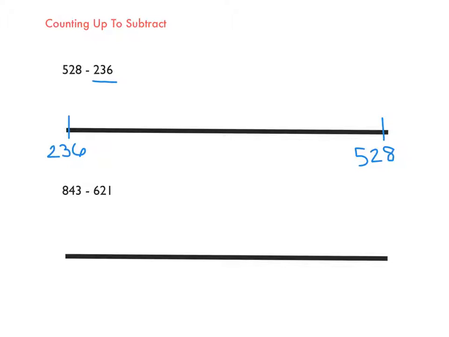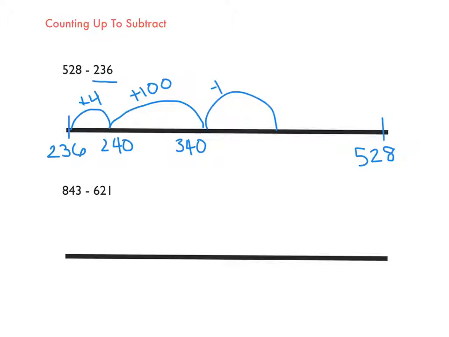So, the first thing we're going to try to do is get 236 to an easy number we can work with. If I added 4 to 236, it now becomes 240. Okay, now that's easier to work with. Now, let's see how many hundreds I can add here. So, 240, if I add 100, I will get 340, another 100, 440. Now, if I added another 100, I would go above 528, so we don't want to do that.